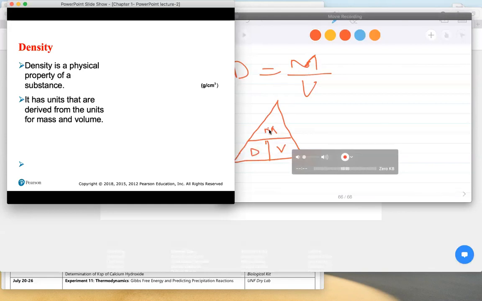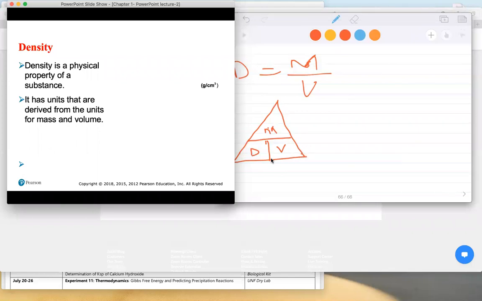And if you are looking for mass, given the density and volume, this is multiplication. You multiply here. This is multiplication. You multiply that, but the rest you divide, all right?